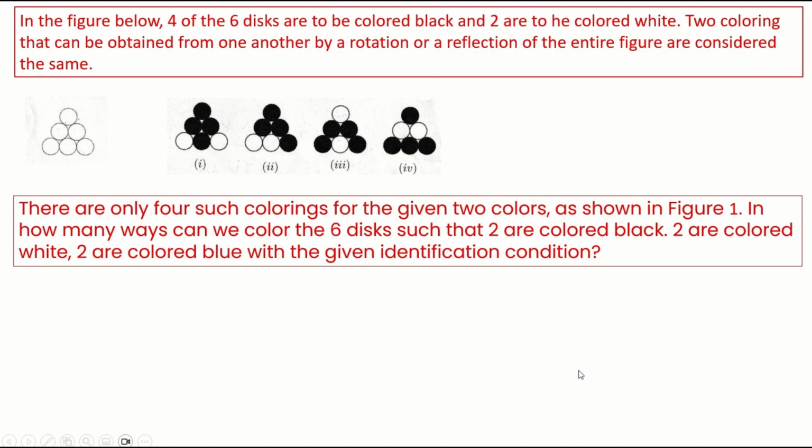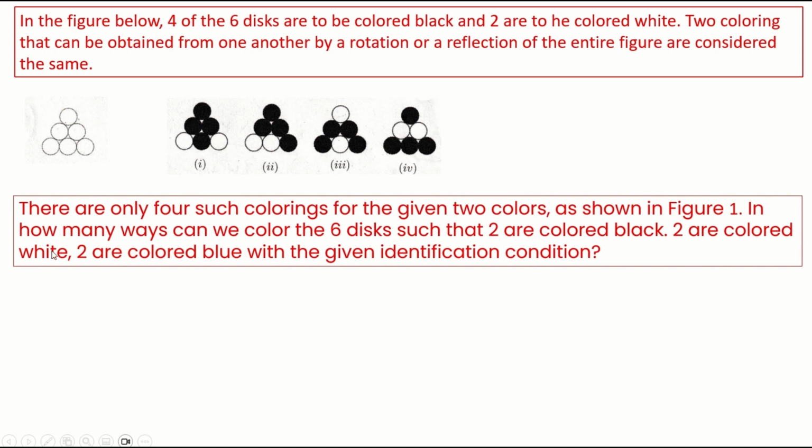Next. In the figure below, four of the six discs are to be colored black and two are to be colored white. So these are the patterns, and it says that mirror image and rotation are considered the same image. If by mirror image or rotation you get the same image as any of the given ones, you should discard it. So for six discs, these are the possible options if you put four black and two white.